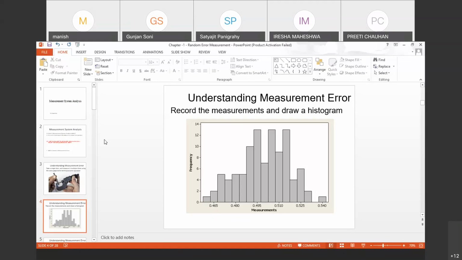Now I need to examine this variation, whether it is because of the randomness or because of external factors. If this variation is because of the randomness, I need not worry about it. But if variation is because of other factors besides the randomness, I should be worried about it, because anything could be faulty over here. So I'll go ahead.